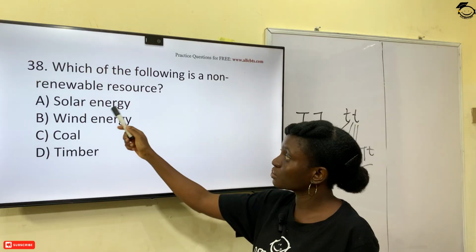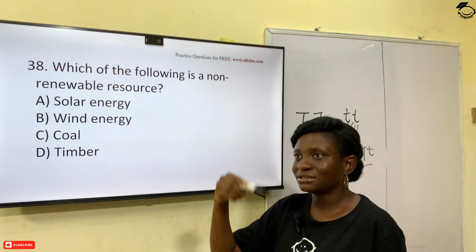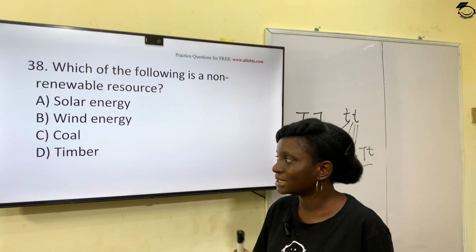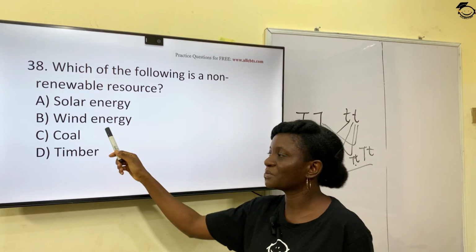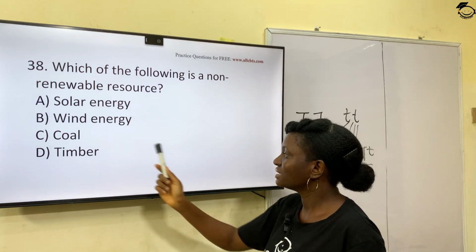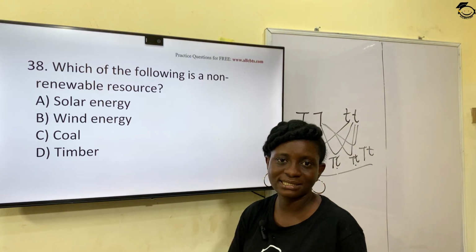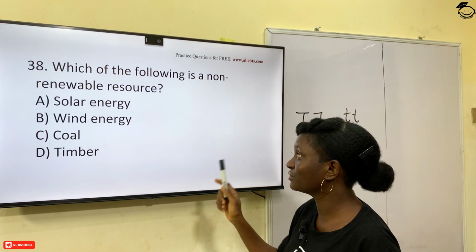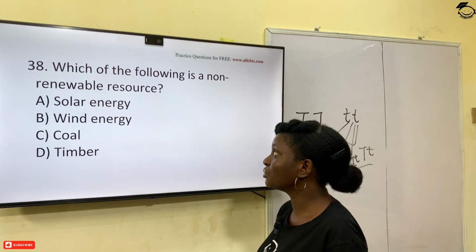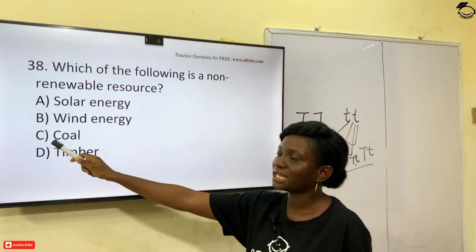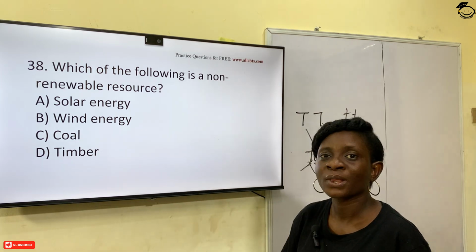So A, solar, is renewable. It's energy that is gotten from the sun. The sun is there to provide that energy. Then wind energy is renewable. Timber too is renewable. It can easily be gotten. But coal is not renewable. It is a non-renewable source. So the answer is C, coal.